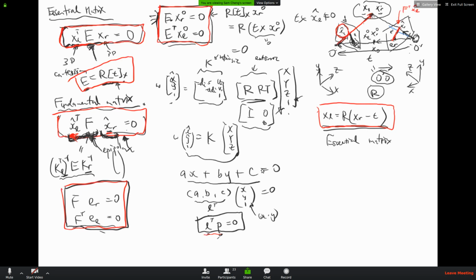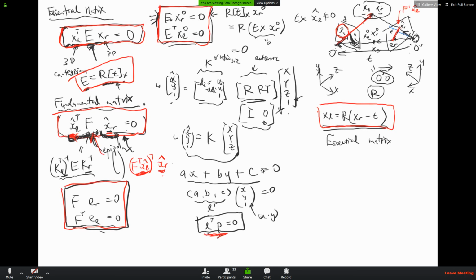Because you see that this thing here, I can really write as F transpose times XL hat transpose times XL hat. And for this line here, XL hat will fall on this line because of this equation, because XL hat times this line equation times this L will be equal to 0, as given by the fundamental matrix.